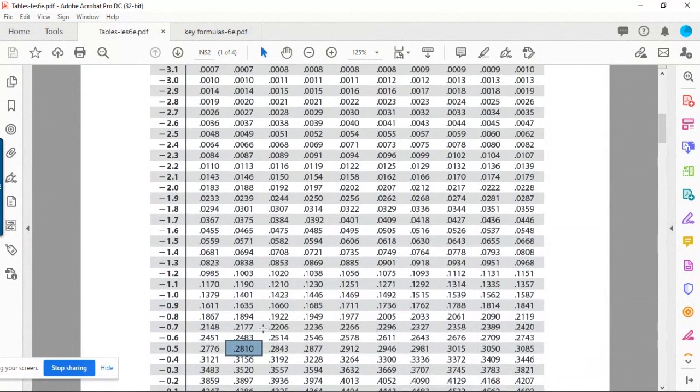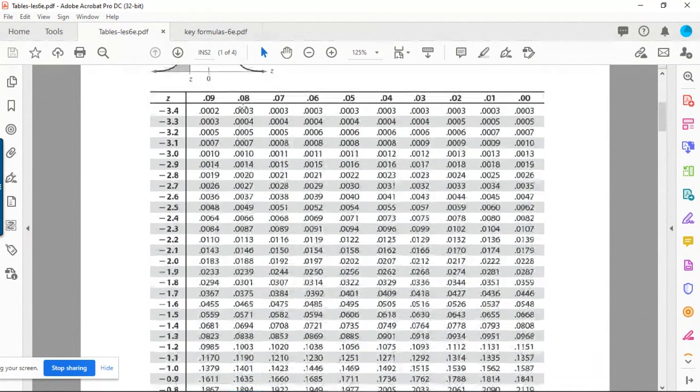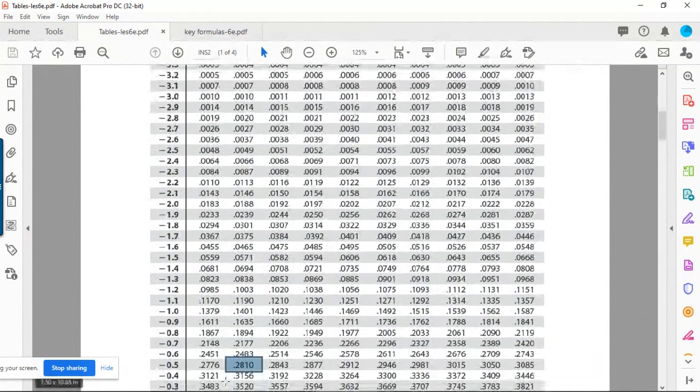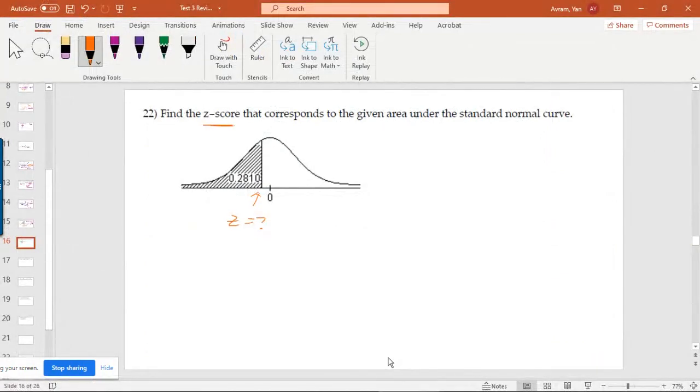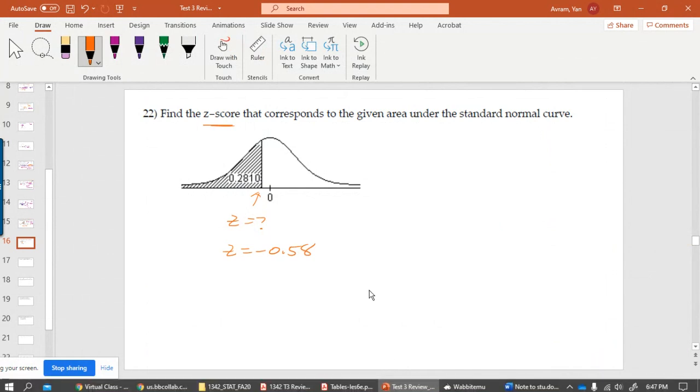So how much is the Z-score? The Z-score will be negative 0.58 in here. Look at it, negative 0.58. Okay, so that is called reading the table backward.